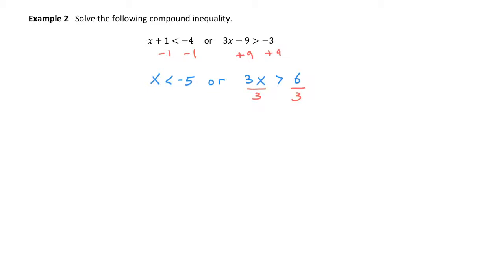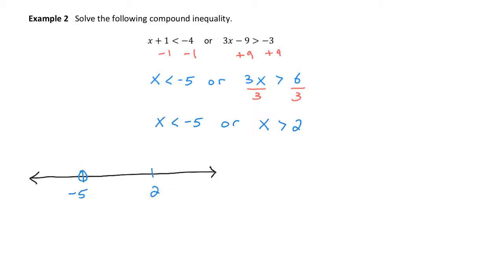Now when I do that, I'm going to copy this whole line down again, even though I'm not doing anything to this piece here. So I still have x is less than -5, or x is greater than 2. All right, so I'm now set to write my answer on a number line. Draw it like this. I'll mark both -5 and +2. So here's -5, over here is +2.